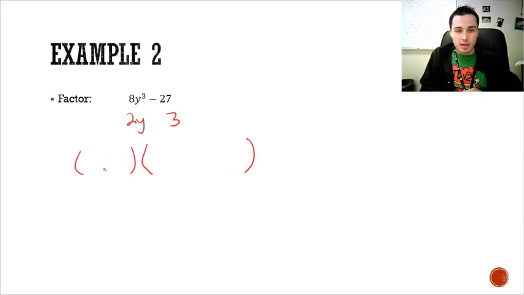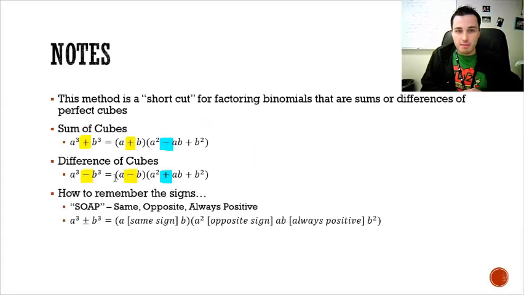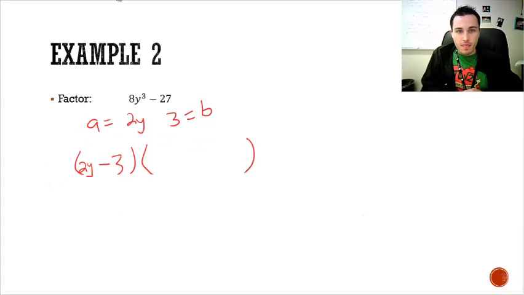The first part of the template is a, same sign as b. Well, the sign is minus. So my first thing a is 2y, and my second thing b is 3. Maybe it would help if I wrote a equals this and b equals that, because that's where I'm getting my a and my b from. So a minus b, because it's the same sign, is 2y minus 3, and then my a term squared, so 2y squared.